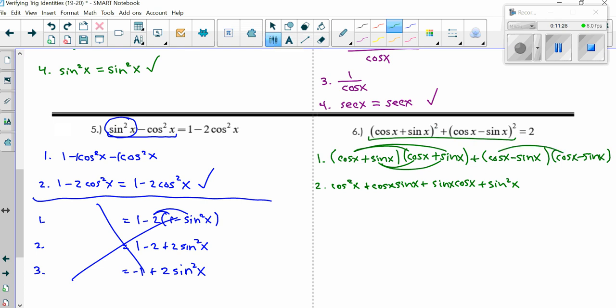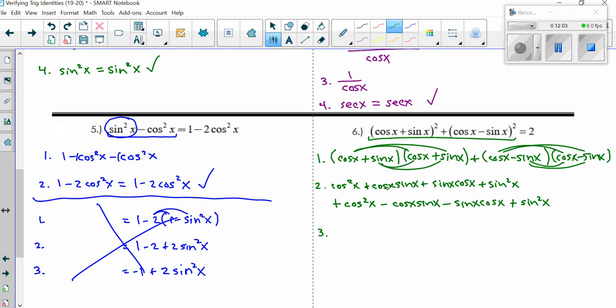This times this gives me plus cosine squared x. This gives me minus cosine x sine x. This gives me minus sine x cosine x. And then this gives me plus sine squared x. So be careful with your signs, positives versus negatives. Okay, so that's a lot of terms right there. I have 8 terms that I'm going to combine for my step 3.